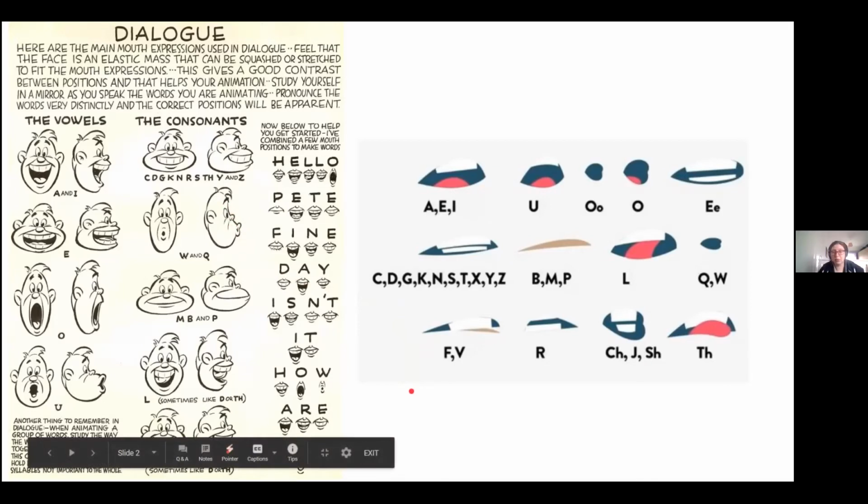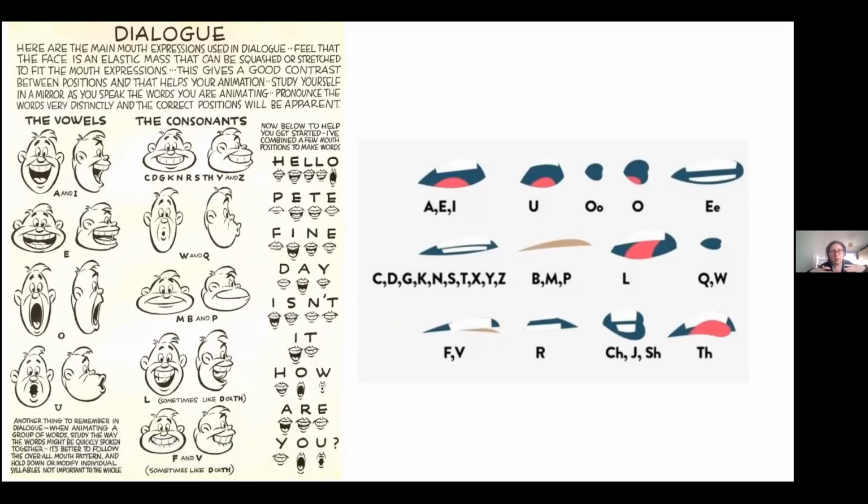So that's mostly the basics of it. Usually when you have a track that you have a dialogue, you just listen to the sounds and draw or select the correct mouth shape for it.